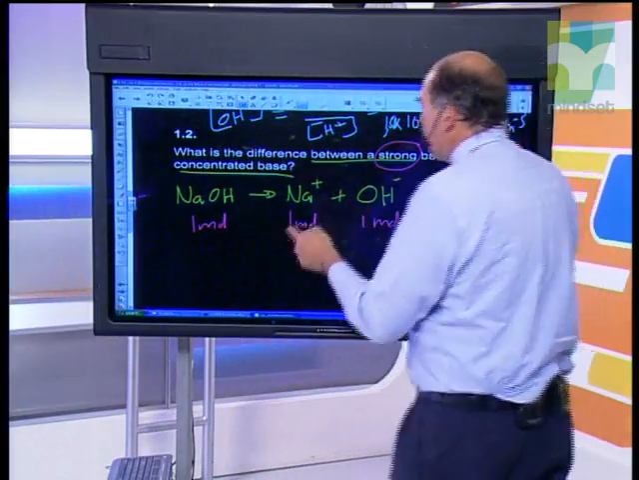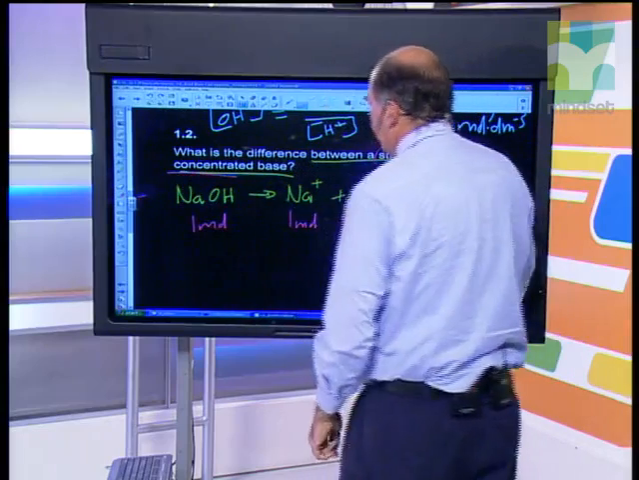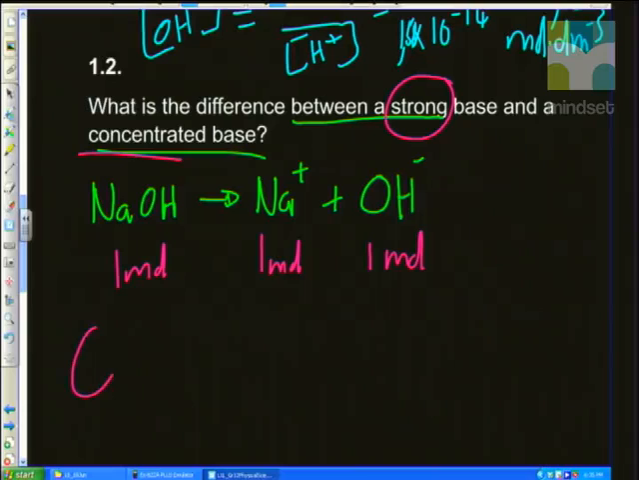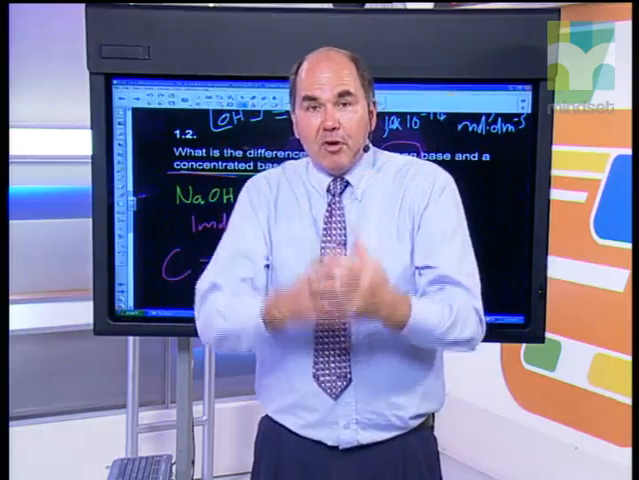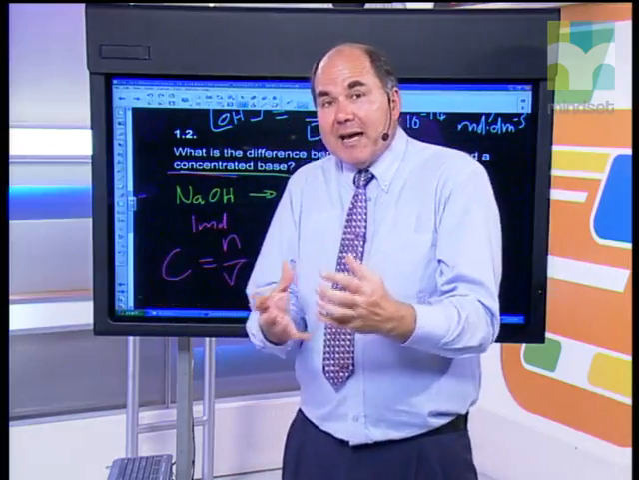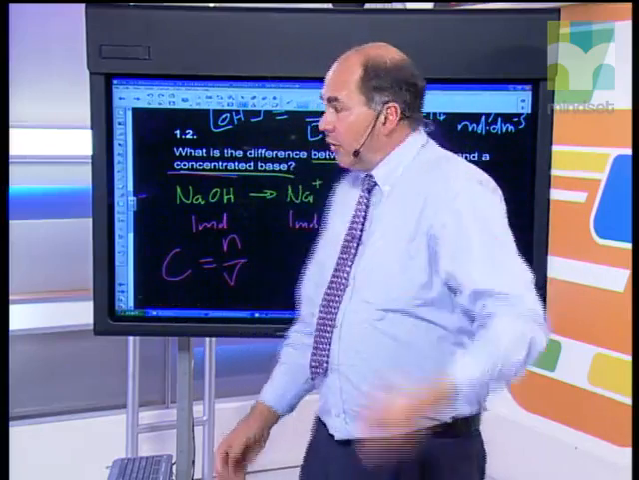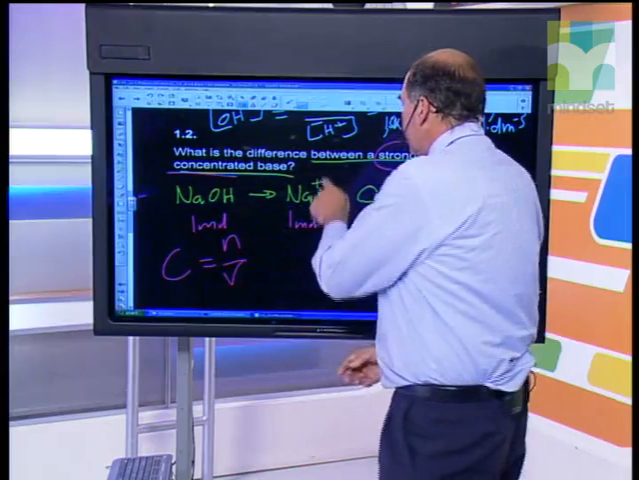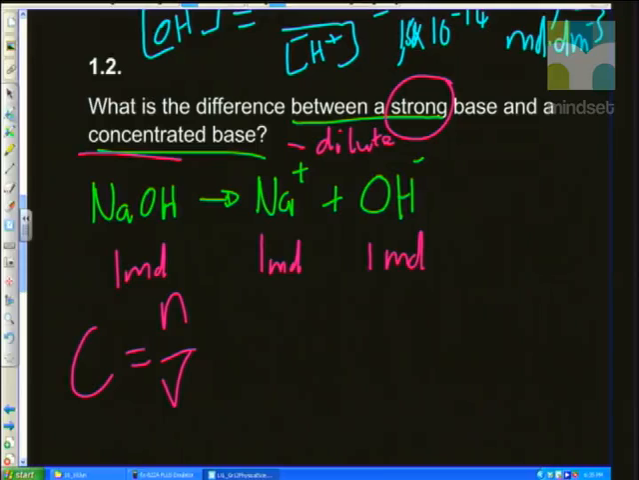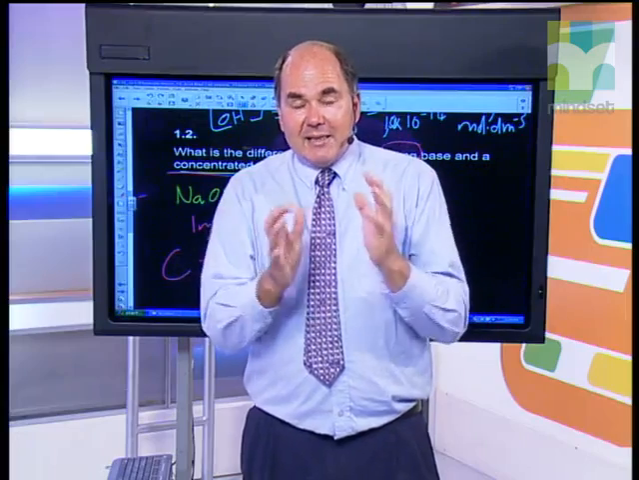Now, what's the difference between that and a concentrated acid? Concentrated simply means the concentration, the number of moles per volume, is high. If something is concentrated, it tells you that there's a high number of moles in a small volume. But we could have a strong acid and it could be dilute. The opposite of concentrated is dilute, which would mean there are a few moles in a large volume of water.